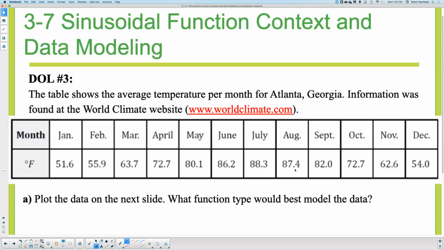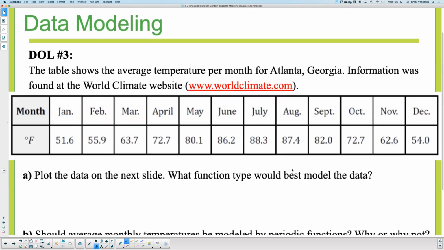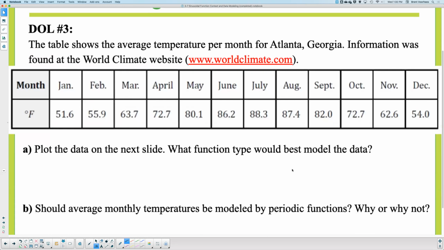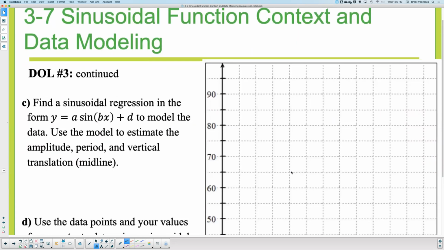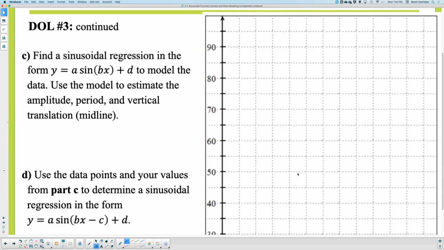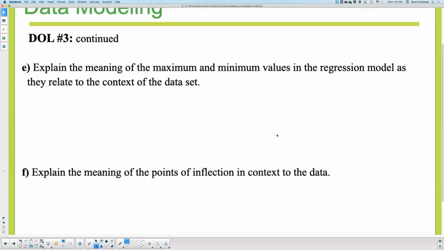Finally, DOL number 3. So this is going to be multiple parts for you. You can use this data to come up with all your information. You need to plot a scatter plot. You can do that on part C and D's page, this next slide right here. And then finally, you're going to make some observations from your model here. DOL number 3.